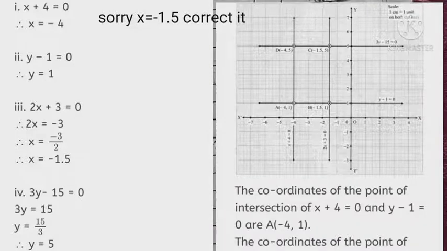Now the next part of the question: write the coordinates of their points of intersection. Now see the points of intersection here, where two lines intersect. Points of intersection: 1, 2, 3, 4. A point of intersection is nothing but a point where two or three lines intersect each other.